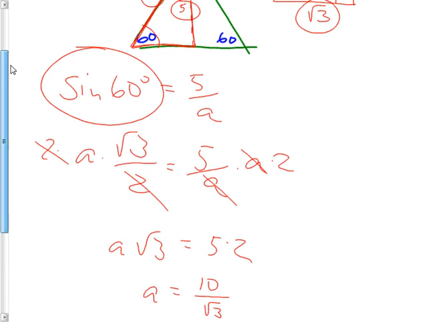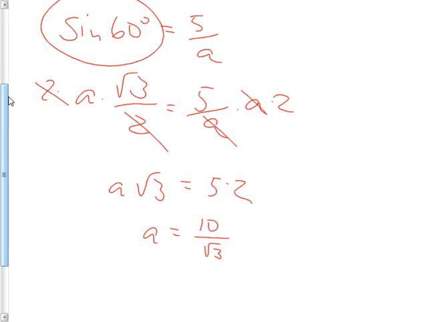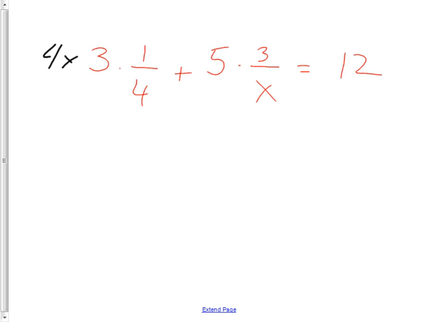Yeah. That would be totally okay. But I do want you to understand that on a problem like this, for instance, 3 times 1/4 plus 5 times 3 over x equals 12, I'd want you to know how to clear that all at once. You times everything by 4x. Do you get that? Because that way, this 4 would cancel this 4. This x cancels this x.